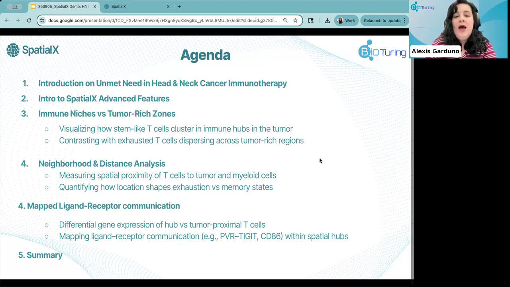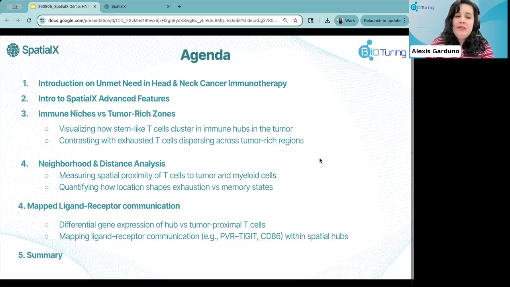We'll then go into the next aim, which looks at how we can incorporate neighborhood and distance analysis to measure the spatial proximity of T cells to the tumor and to other immune cells. How can we quantify, locate and shape, or look at exhaustion and memory states within the tissue?